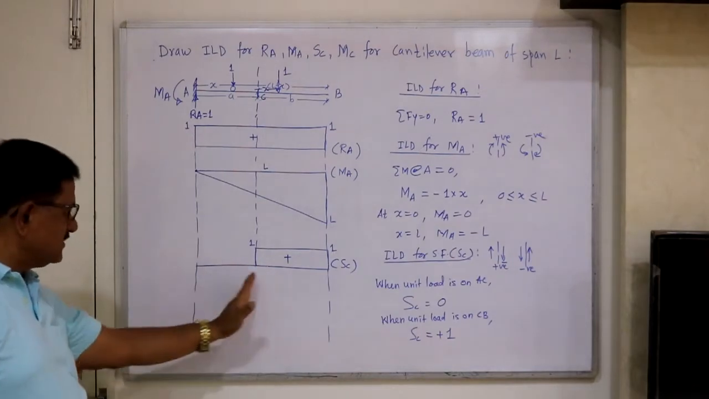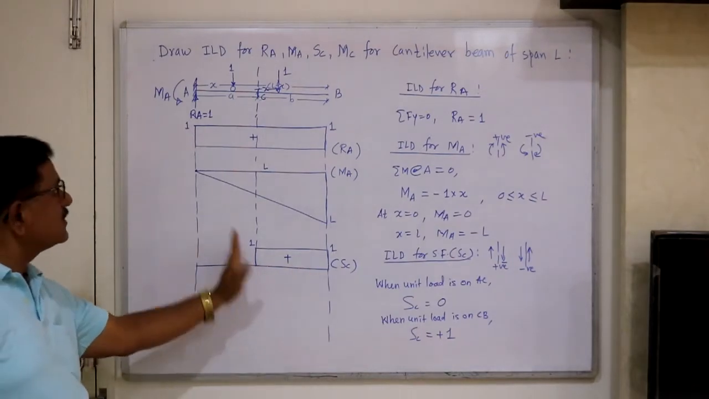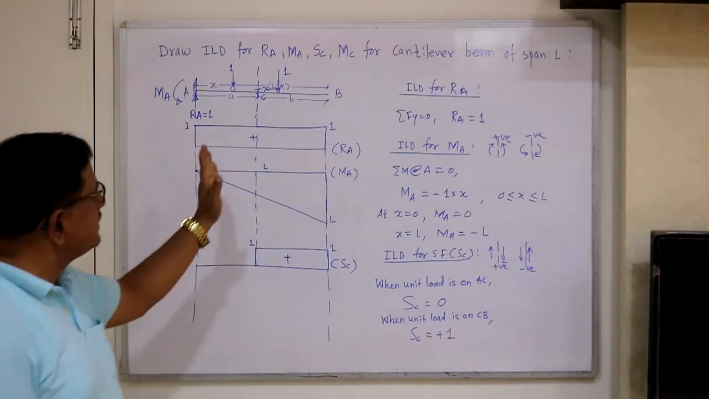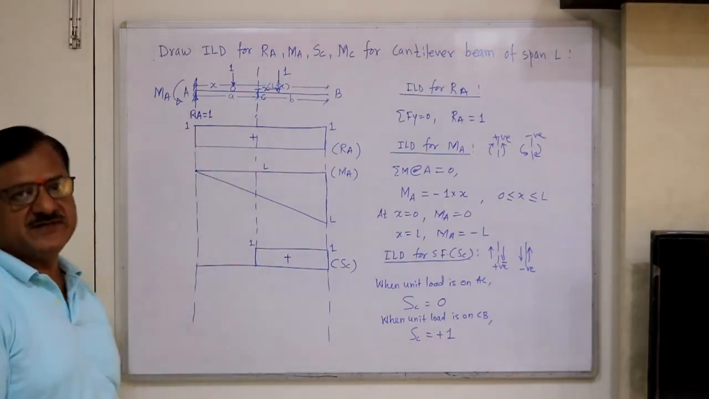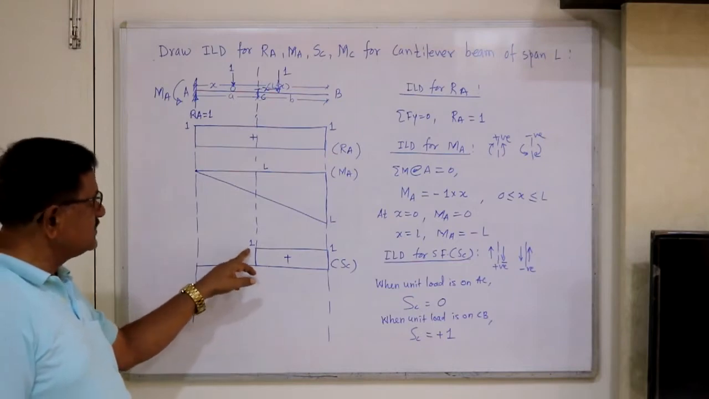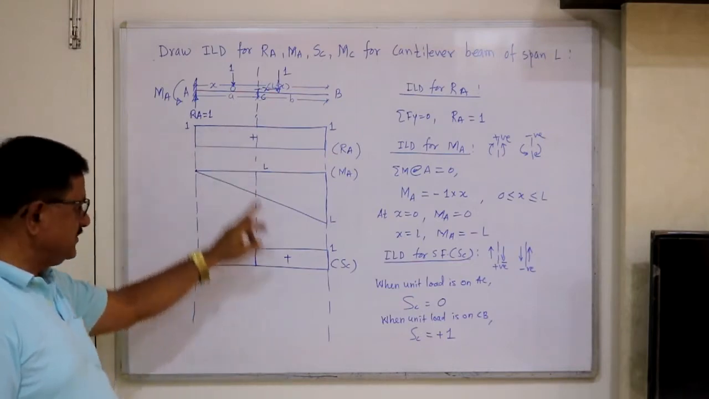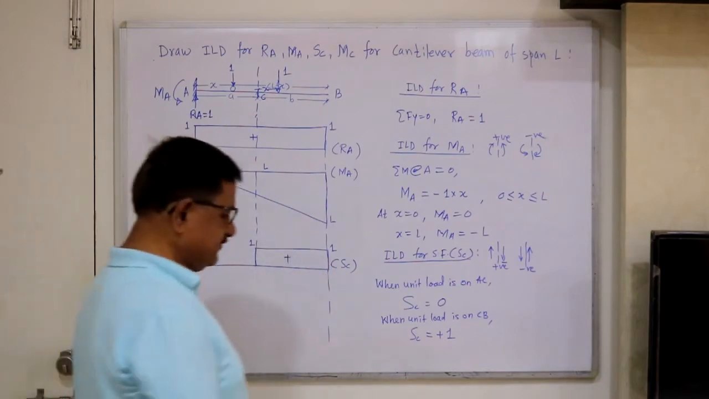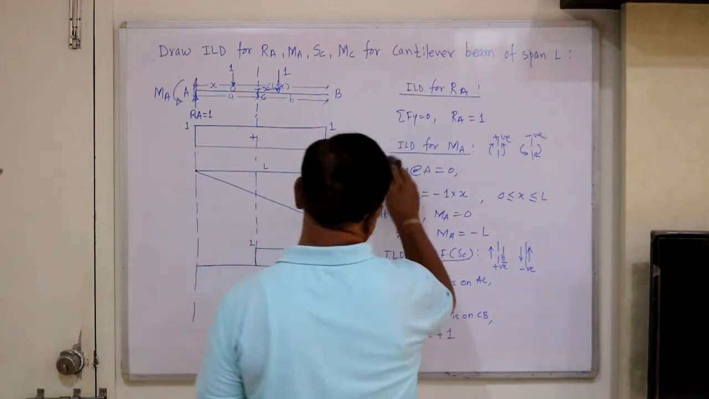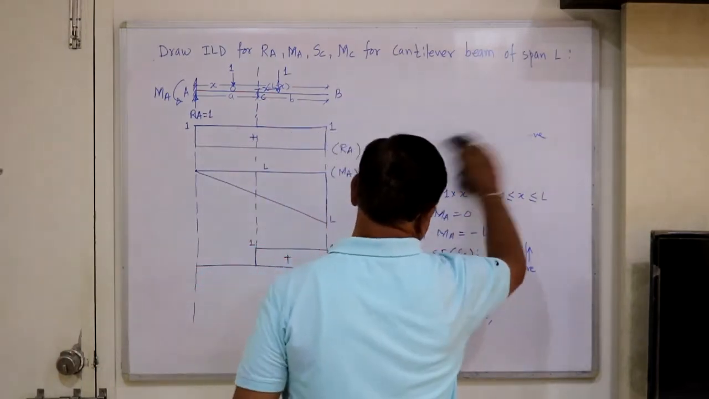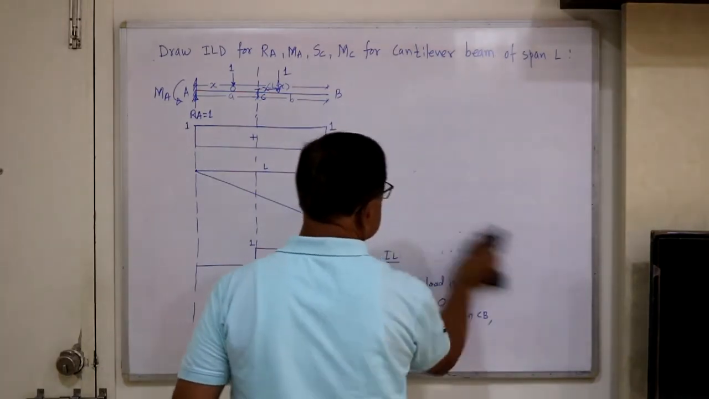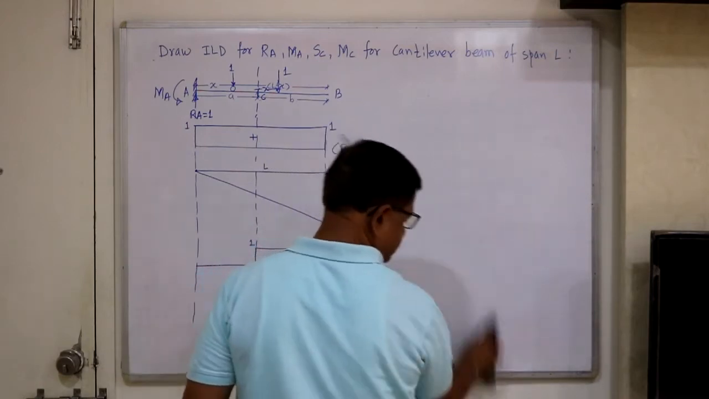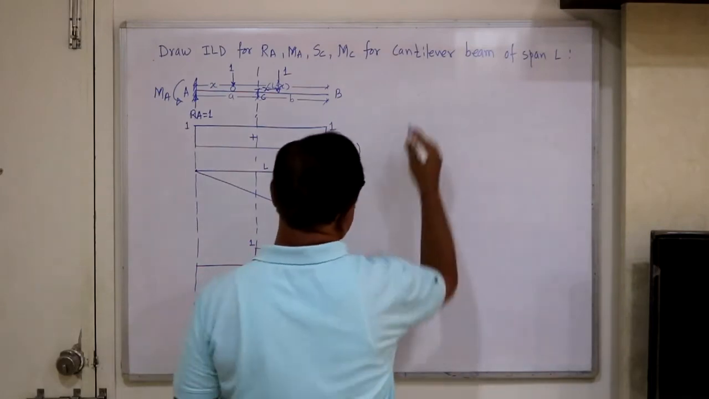ILD for shear force is just plus 1, but when unit load is on AC, no shear force. When unit load crosses the section C, that unit load itself becomes shear force at that section, whatever is the position of unit load on CB. So when unit load is on CB, this is 1. Just like the reaction is 1, the shear force occurs only when unit load crosses the section C. Now next, the last ILD, let's consider ILD for bending moment at section C.